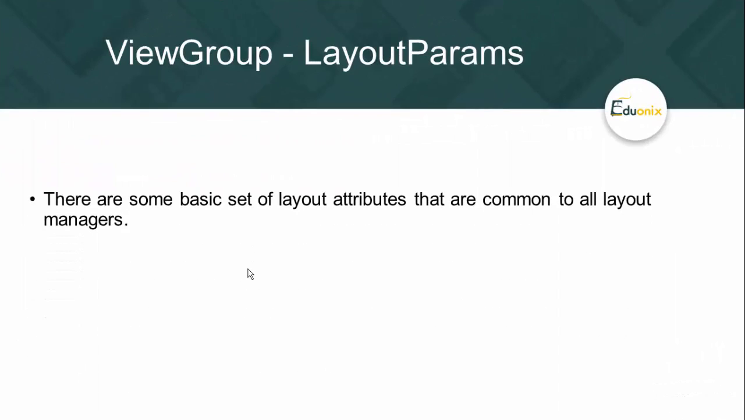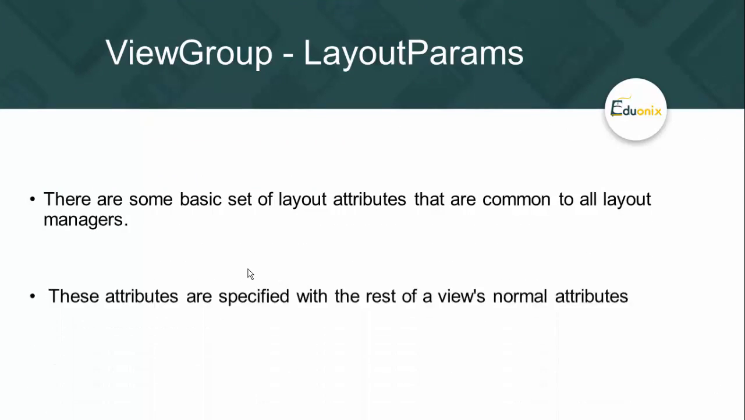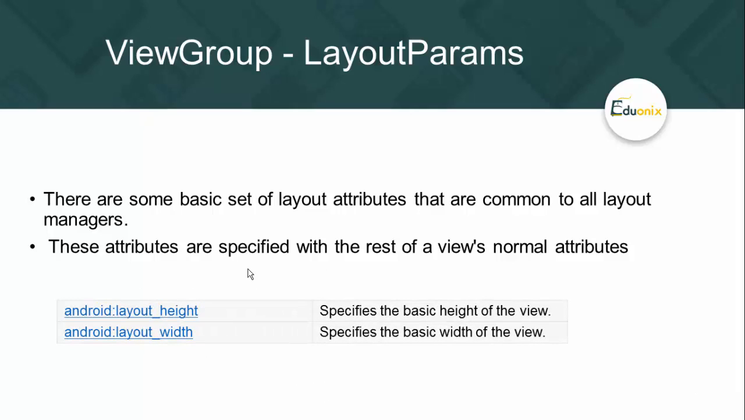There is a basic set of layout attributes that are common to all layout managers. These attributes are specified with the rest of the view's normal attributes. android:layout_height specifies the basic height of the view, and android:layout_width specifies the basic width of the view.